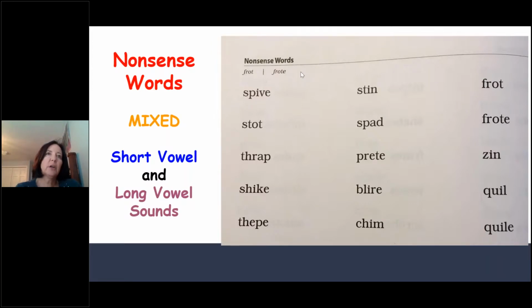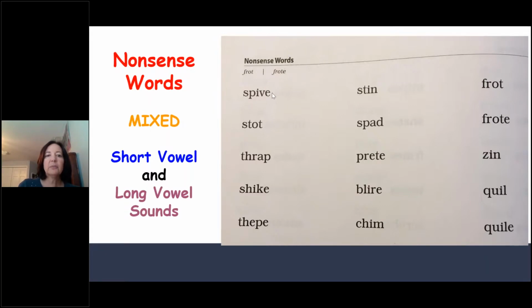When you pause the video, you will practice. When you turn it back on, I will read all of these aloud to you. Go ahead and pause the video and practice. The video is turned back on now.